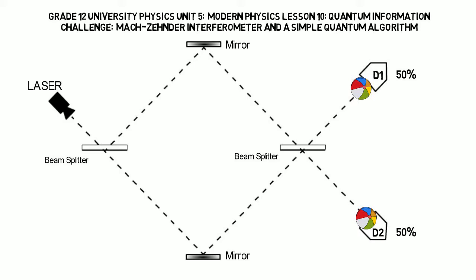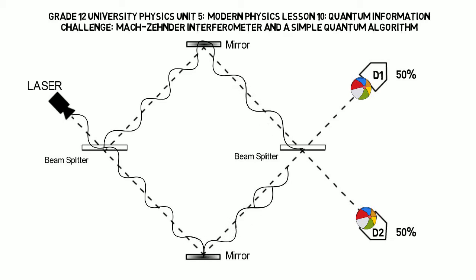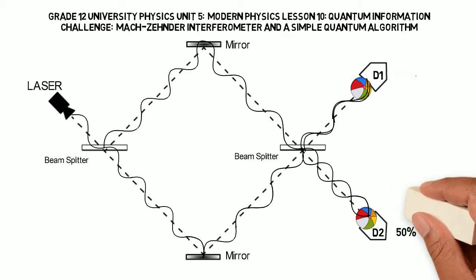However, if we're not actually observing the photon, it's going to act more like it's in a state of superposition, or more like a wave. So if we were to draw a wave throughout this interferometer, we can see that we get constructive interference at one detector and destructive interference at another. This means that there's a 100% chance of seeing the photon where we have constructive interference, and a 0% chance where we have destructive interference.